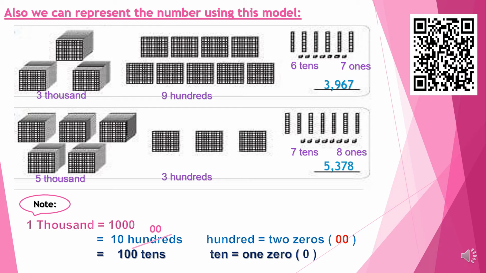Okay, 1,000 also contains 100 tens. Why? Because 10 has 1 zero. So if I cross 10 and put 1 zero, I will have 3 zeros here and 1. It means 1,000. So 1,000 contains 10 hundreds and 100 tens.